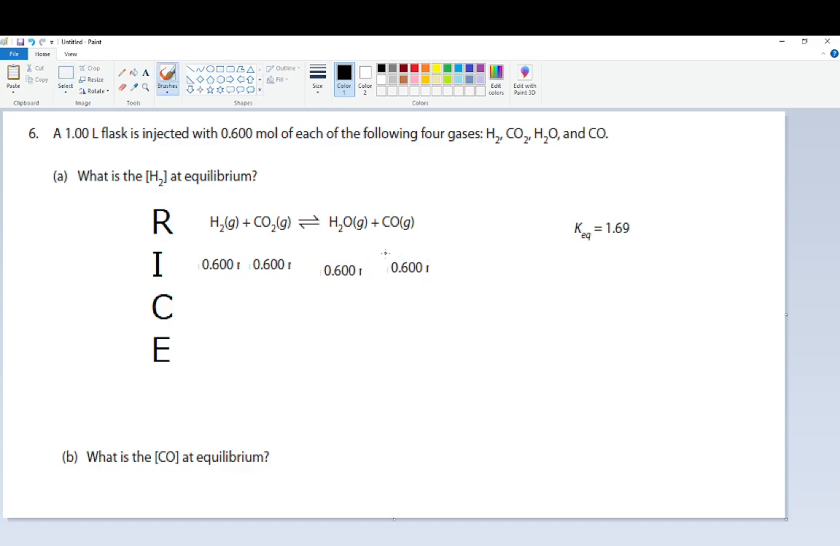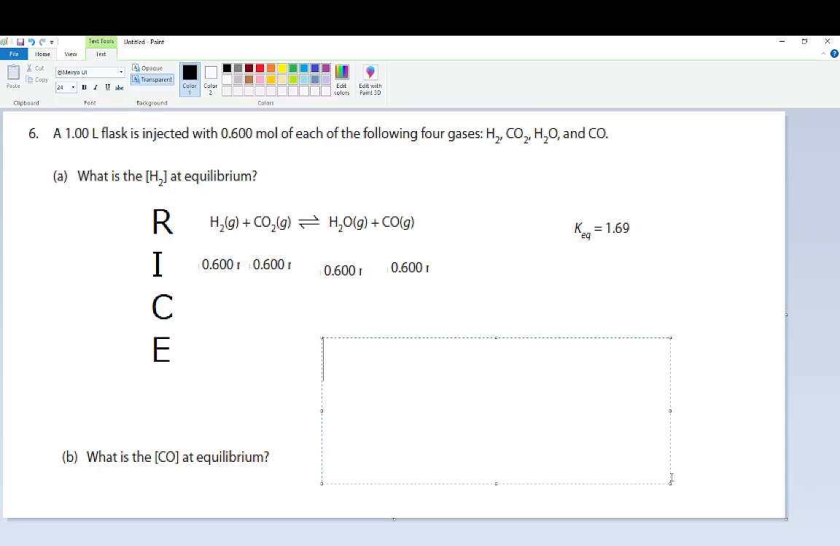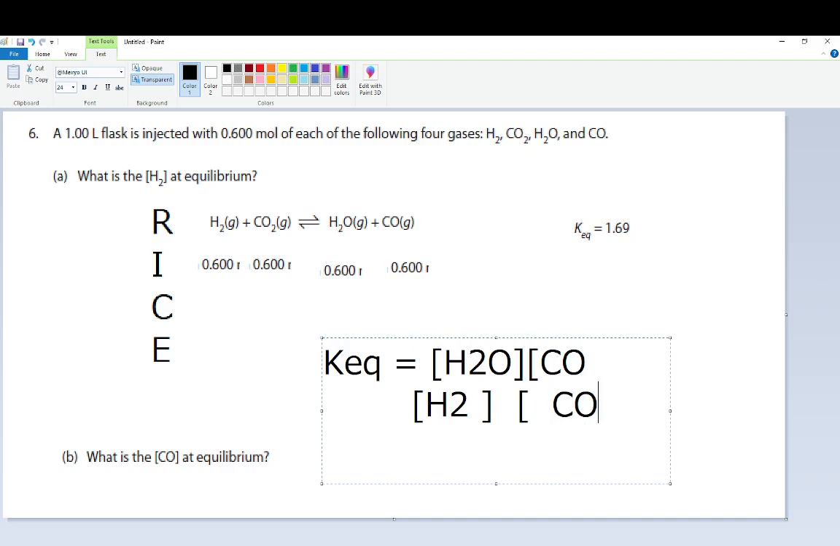Well, you do know what the initial concentration is, and you can construct the KEQ equation based on what you know of products divided by reactants. The concentrations of these particular products are H2O. Make sure the H2O is gas, because if it's a liquid, you don't include it. And of CO, and it's going to be also divided by the reactants, which is H2 gas and CO2. Now, fortunately, all of them have the exponent of 1.